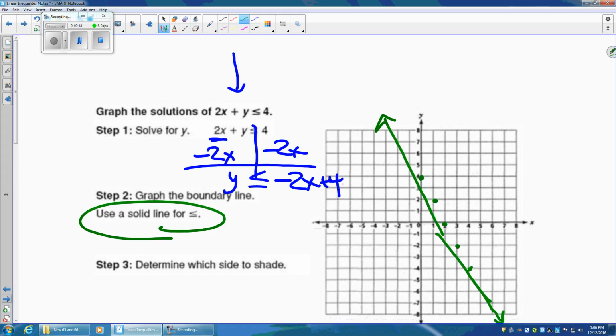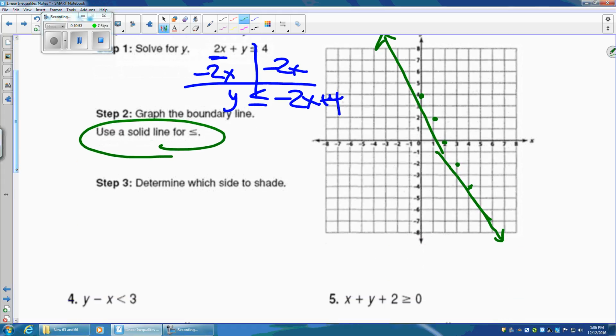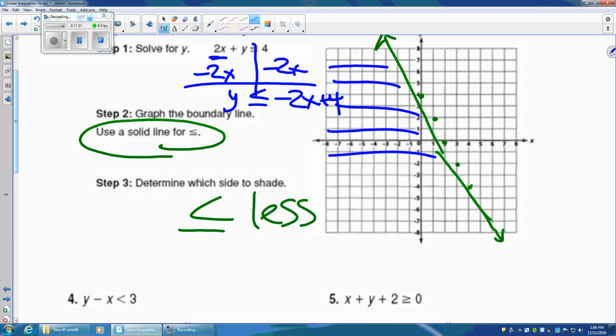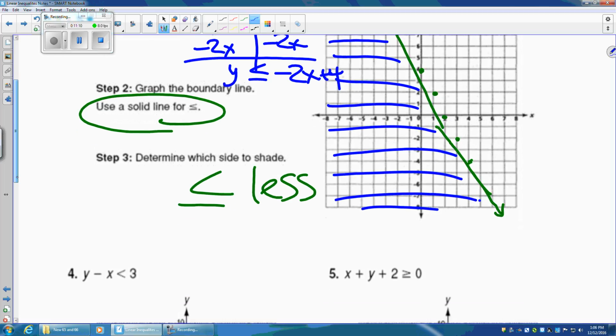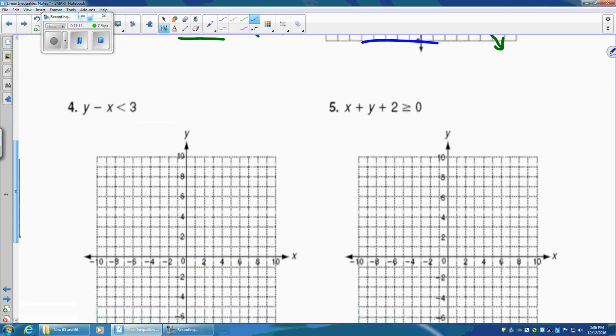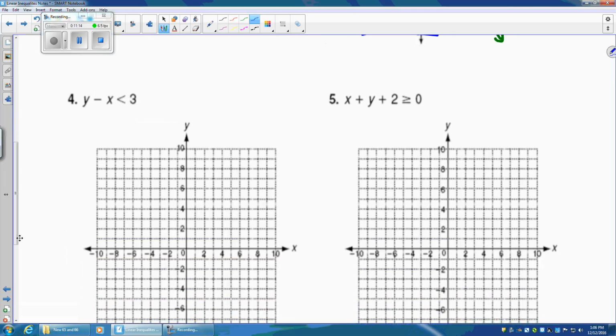All right, so there's that. Last part is I need to figure out which side to shade. Because it is this sign, and that sign means less, it's going to be lower than. And the side that is lower is this side over here. So all of these answers are my solutions. Okay? So would you guys pause the video? Please try these two, and then unpause it when you think you got it so you can assess.